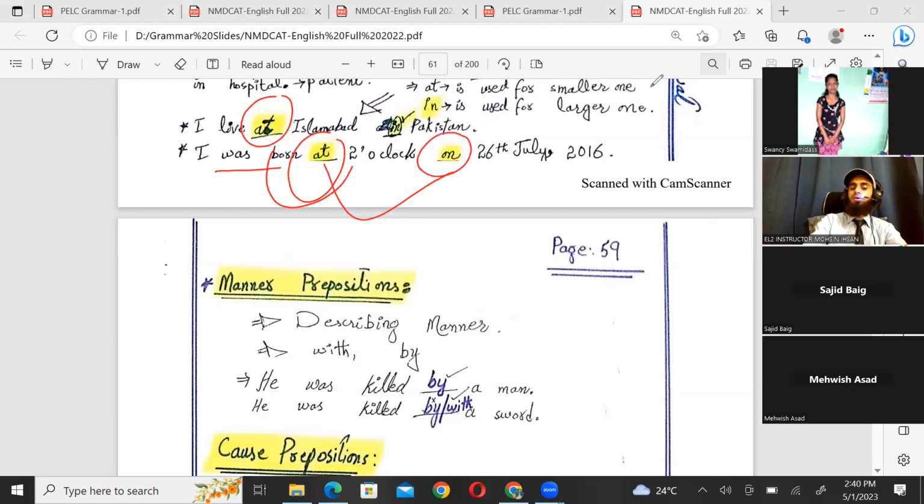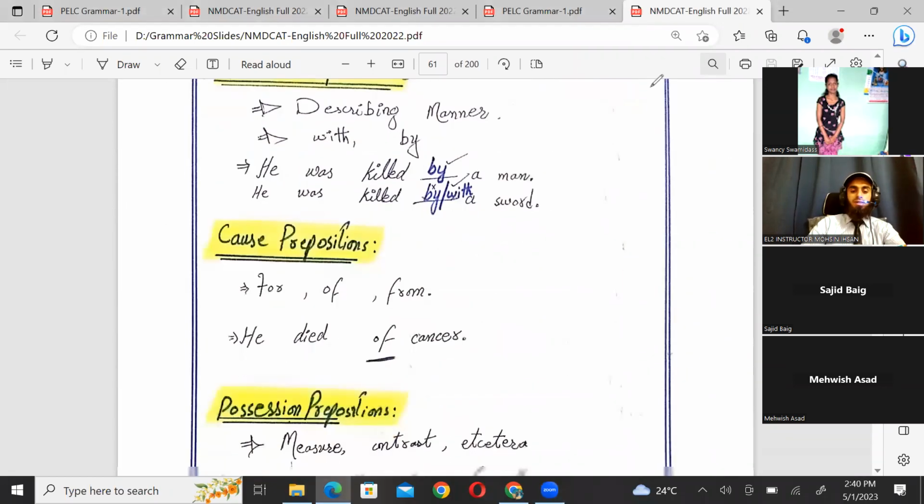For example, I was born at 2 o'clock on 26 July 2016, right? So this is the difference. Whenever you're going to use "at" comparatively in one of the sentences, you're supposed to use "at" before "in" or "on" later. Okay, so this is a little bit different.